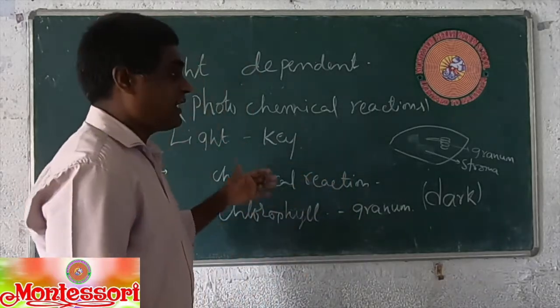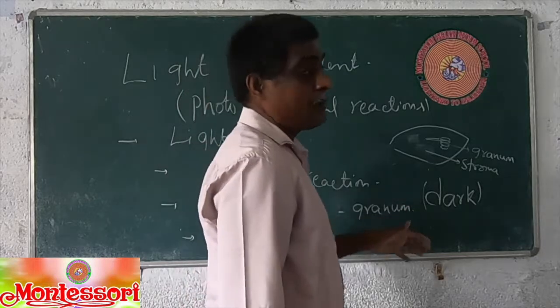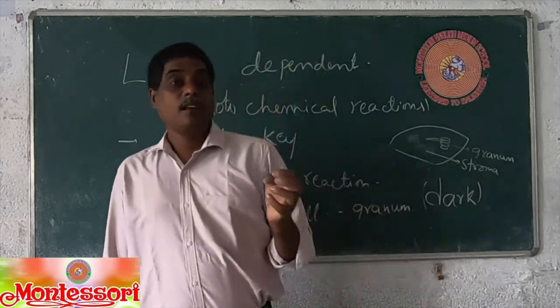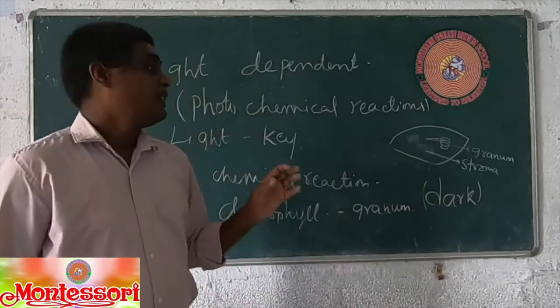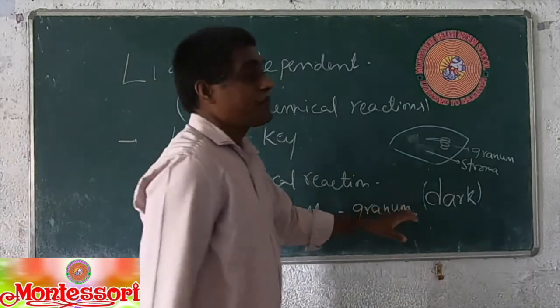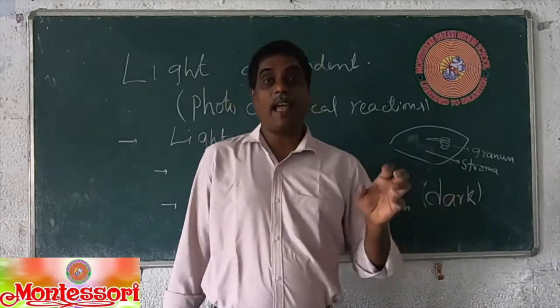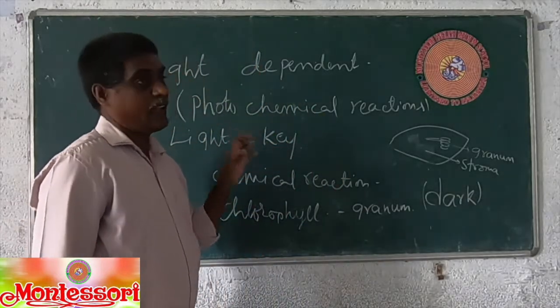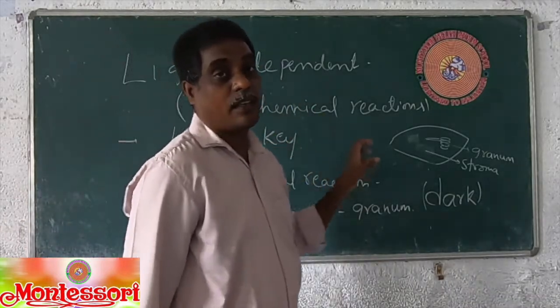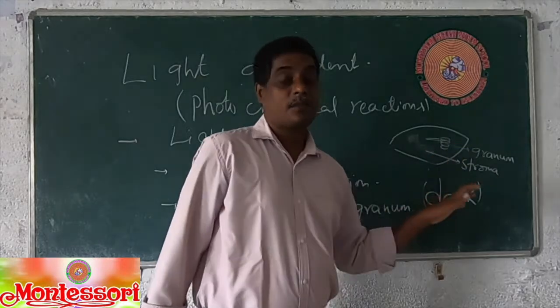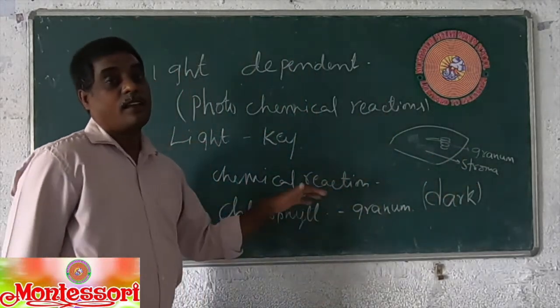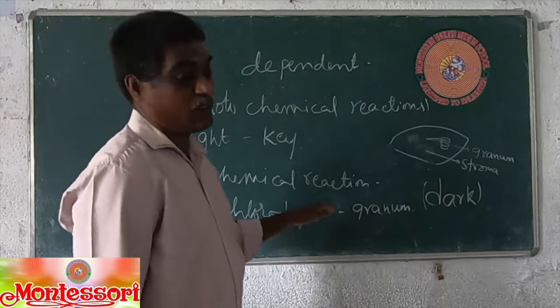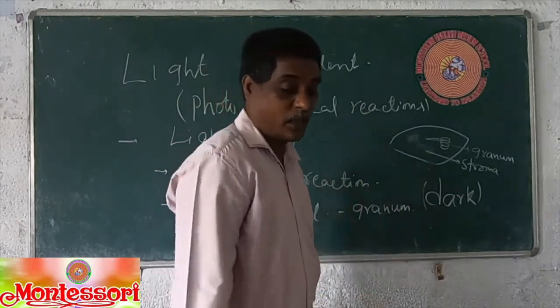The reactions are happening in the granum, that is, the chlorophyll contains thylakoids, and that space is called the granum. So the light reactions are happening in the granum. There are a number of events happening during the process of photosynthesis. Here we are going to see about the events.